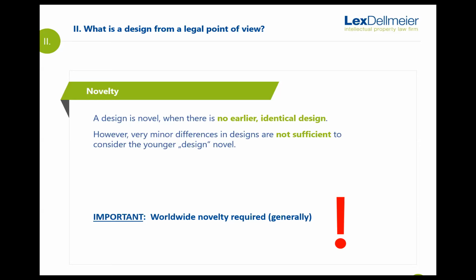Novelty in this case means worldwide novelty. So any identical design that's been published anywhere in the world is a problem if you want to file the identical design now in Germany and the EU, what we're specialized in. But it's more or less the same for all other jurisdictions as well. So general rule, worldwide novelty required.